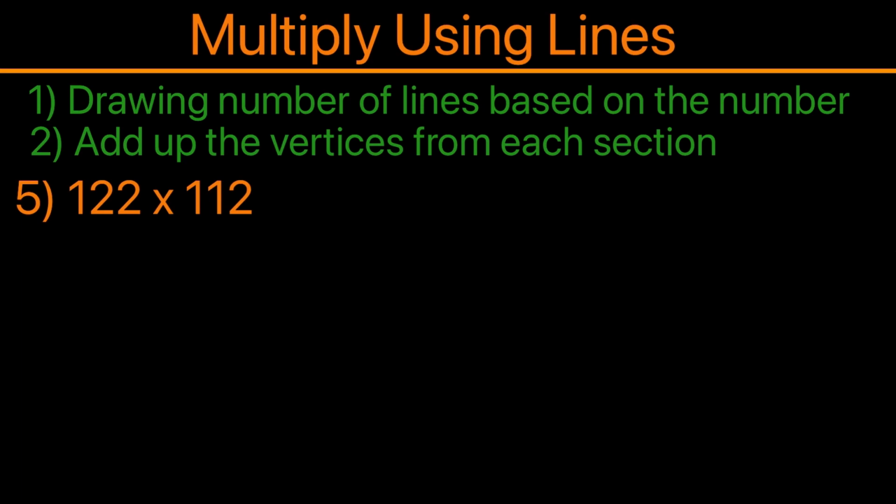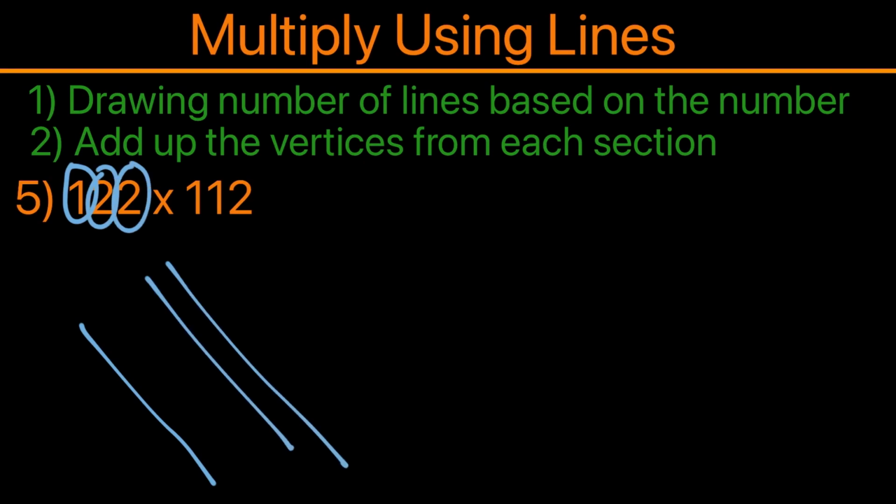Now for example 5, we're gonna do 3 digits. With 3-digit numbers, we will have bigger sections. So instead of 3 sections, then we will have 5 sections. So let's try this. First number is 1, so we're gonna draw 1 line. Second number is 2, so we'll have 2 lines. And then we'll have 2 again, so 2 lines again.